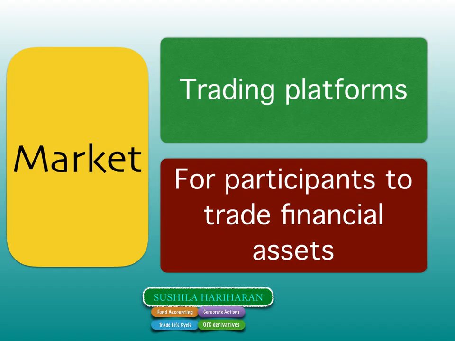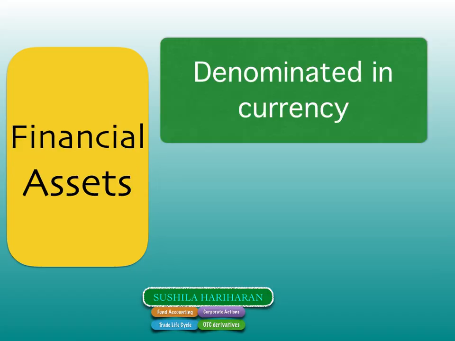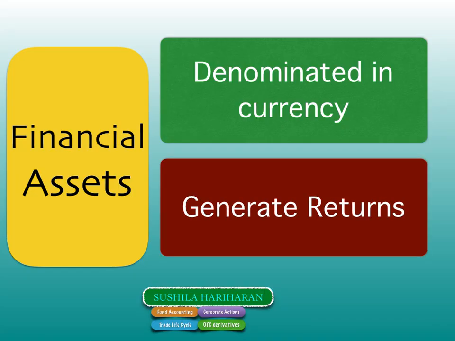These financial assets could be equities, commodities, fixed income, money markets, as well as currencies. Financial assets basically are those that are denominated in currency. An asset is defined as something that the organization owns. Why do you own an asset? You own an asset because it gives you returns. Okay? You own an asset because it gives you returns.